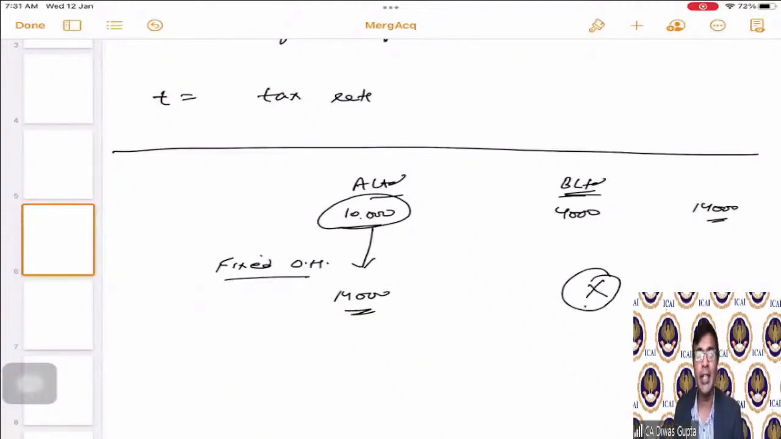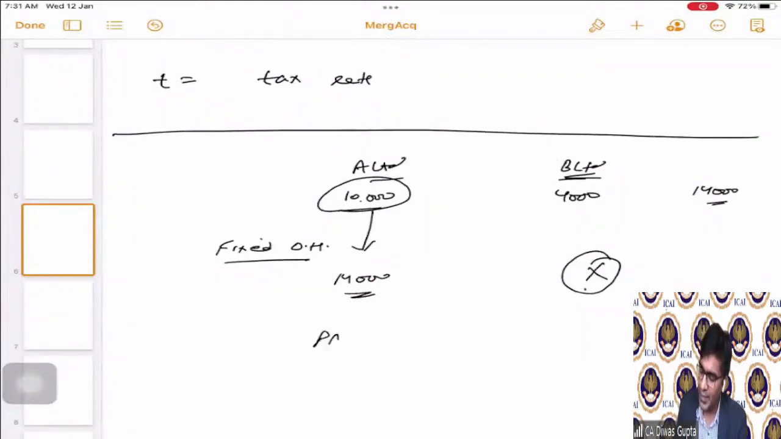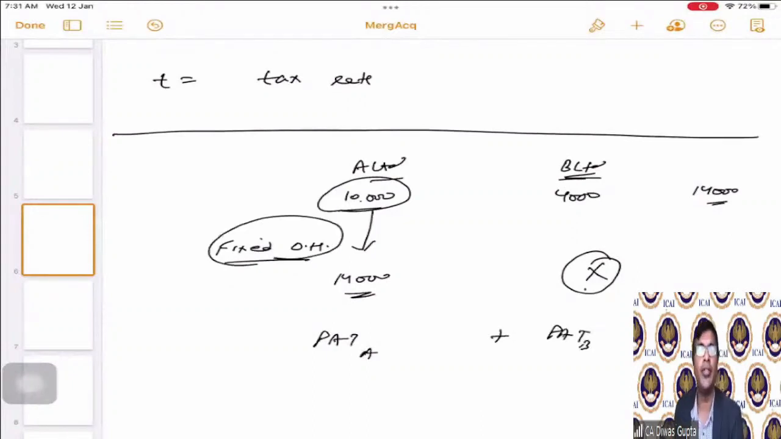So don't you think that there is a synergy gain? Because if we just simply do PAT A plus PAT B, then we are ignoring the savings in the fixed overhead on account of the common supervisory layer. Correct? So hence, we have to add something more, which is called a synergy gain. This is not goodwill. This is the real tangible gain that you will see in your P&L after the merger.